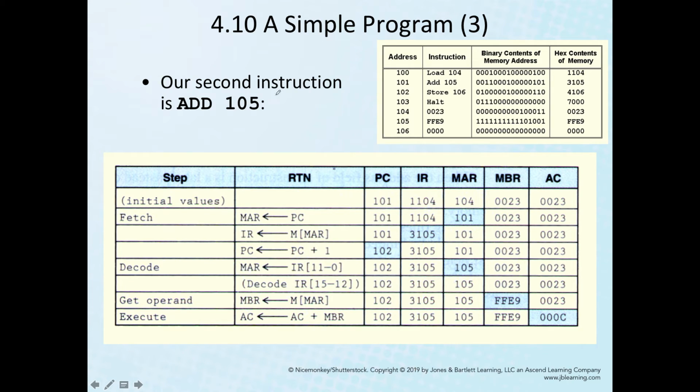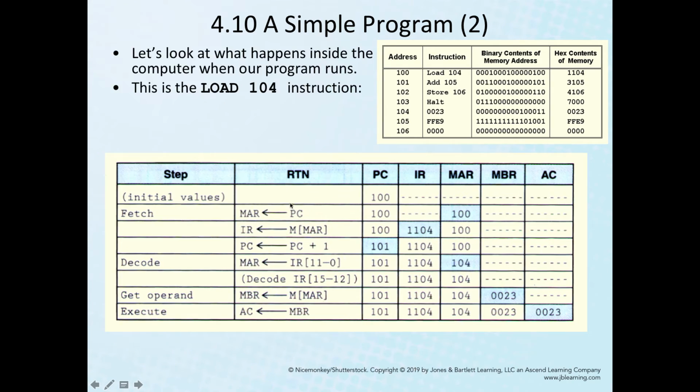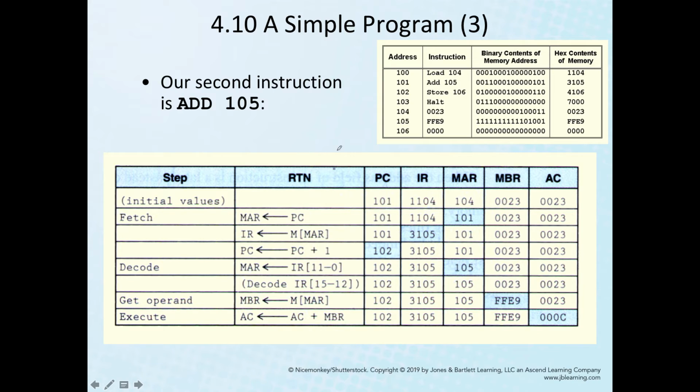Next instruction, add 105. In the previous step, after fetching load 104, the program counter was incremented. So the program counter is 101 now. So fetch the instruction from program counter 101, copied into the memory address register. Using that, the instruction is loaded. At address 101, the instruction we have is add 105, which is 3105. So the instruction register gets 3105, and then the program counter is incremented for the next instruction.